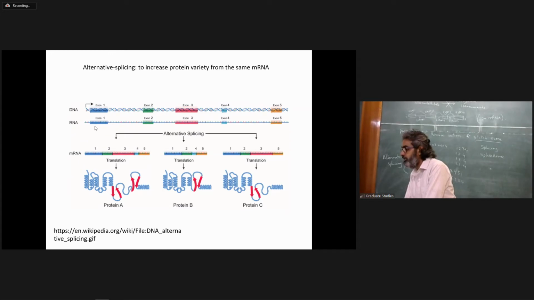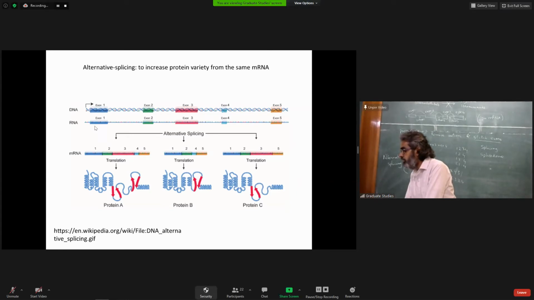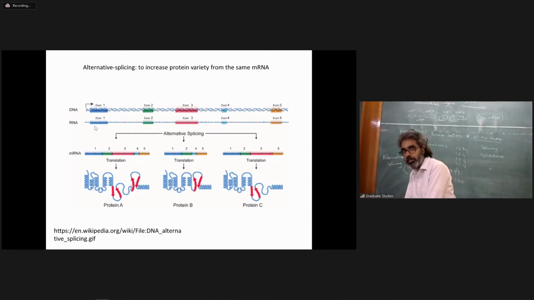Using what enzyme? Not spliceosome. DNA-dependent RNA polymerase. Not DNA polymerase, RNA polymerase, DNA-dependent RNA polymerase, because there is also RNA-dependent RNA polymerase. So then you have RNA exactly the same size as the DNA.